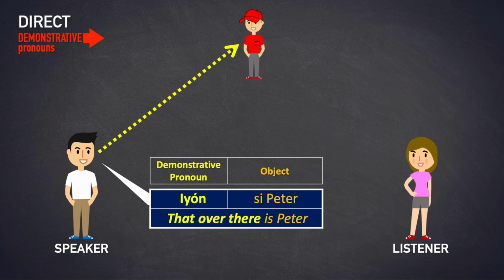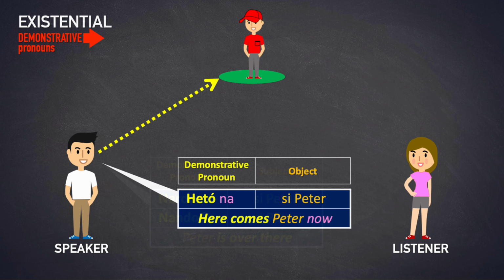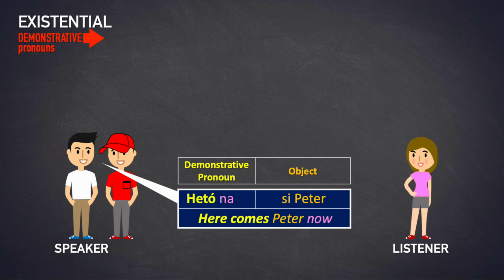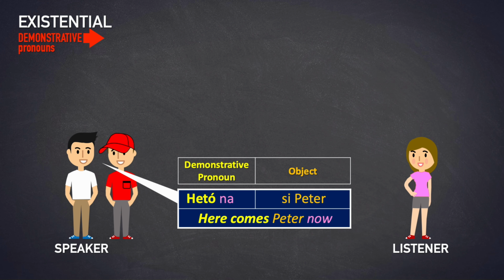Here goes. Iyon si Peter. That over there is Peter. Naroon si Peter. Nandoon si Peter. Peter is over there. Heto na si Peter. Here comes Peter. In this case, heto means here comes. It describes the movement of the subject, Peter, moving towards the speaker. There is a sense of immediacy here with the addition of the adverb na, which means now or already.